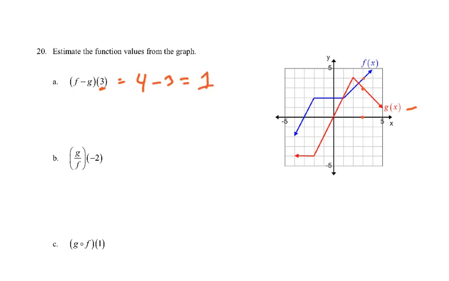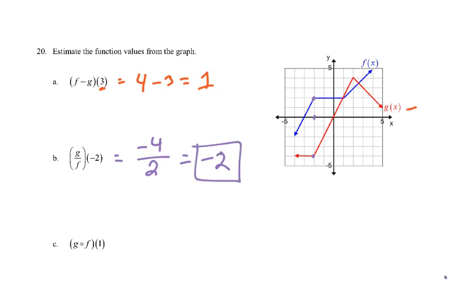For the next one, we're evaluating g divided by f of negative 2. So I'm going to go on my graph to negative 2. My g of negative 2 is negative 4. My f of negative 2 is positive 2. And so negative 4 divided by positive 2 gives me negative 2.